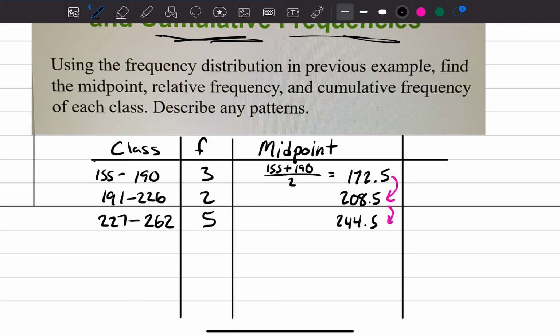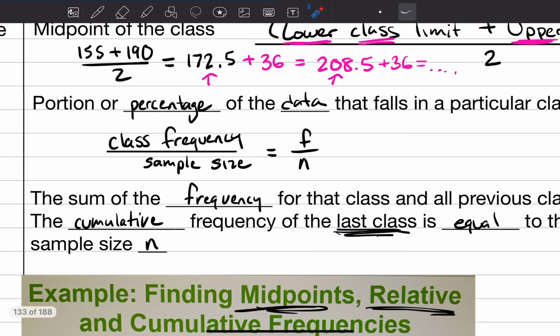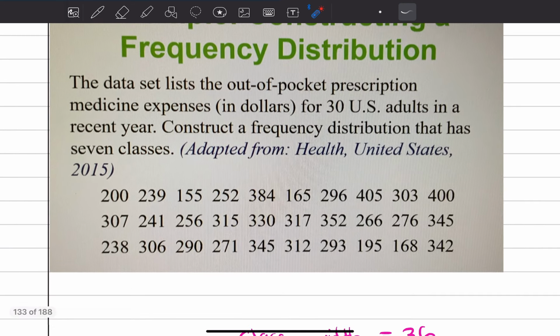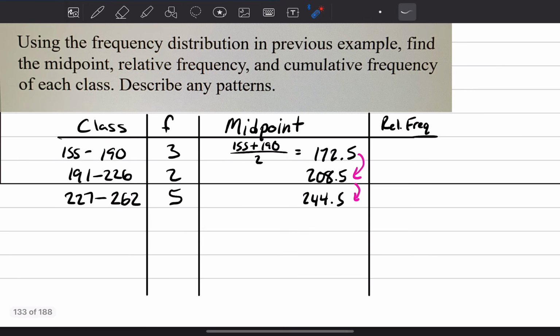Now, relative frequency is another column we're going to add. So I will shorthand it like this. For the relative frequency, if we look up here, we're going to get our class frequency and divide by the sample size. So in this problem, the sample size was 30, and there were 30 numbers. So we're going to be dividing by 30. For the first class, the frequency is 3, and the sample size is 30. So we're going to do 3 divided by 30, and that'll give you 0.1 or 10%.